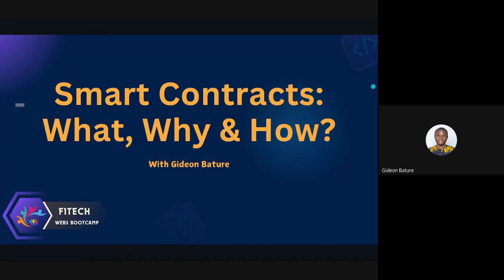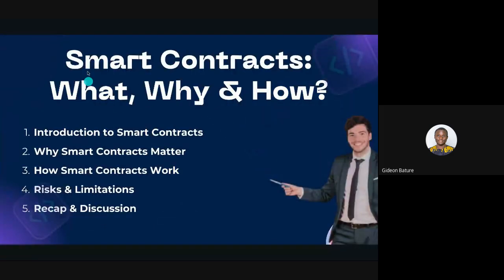Beautiful. All right, today we'll be looking at smart contracts. Under smart contracts, what we'll be targeting is the what, the why, and the how. Those are the three most important things. These are some of the things we'll be looking at: introduction to smart contracts, why smart contracts matter, how smart contracts work, risks and limitations.